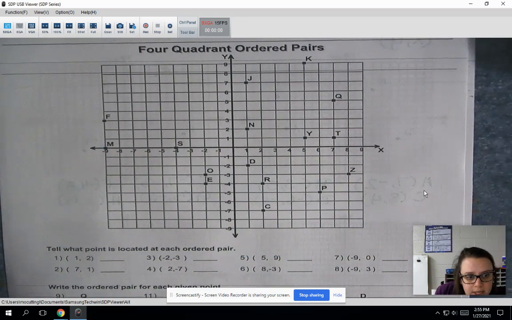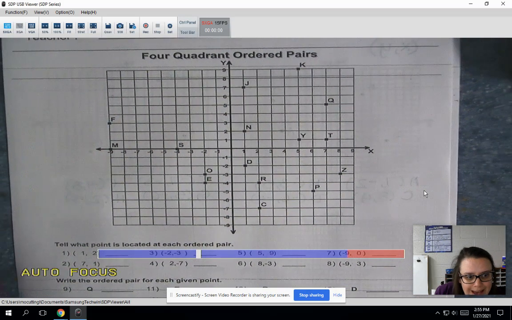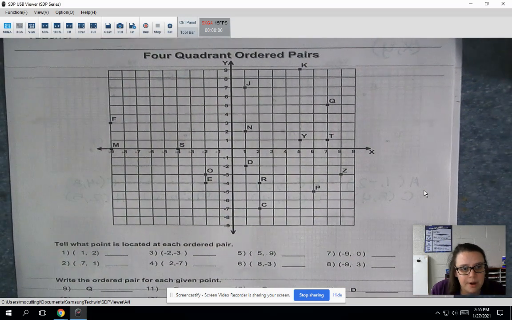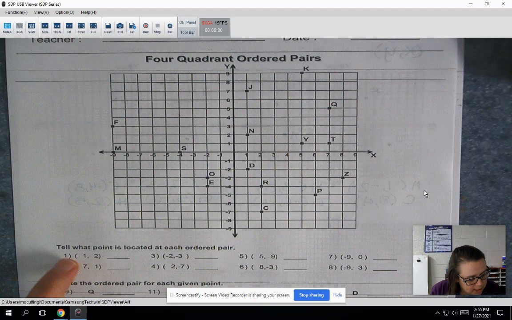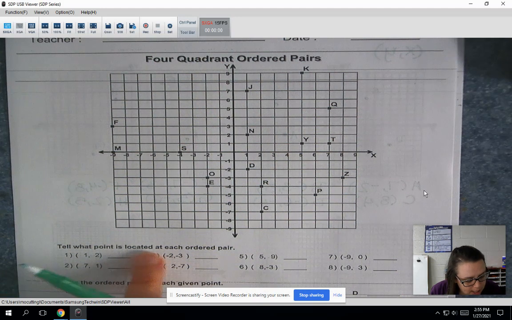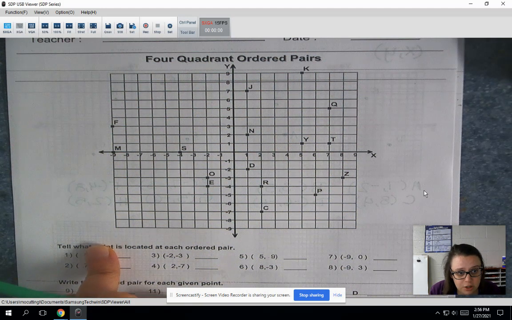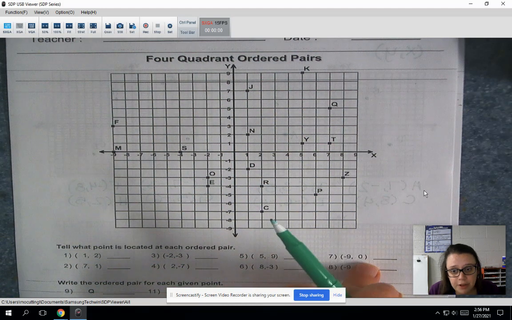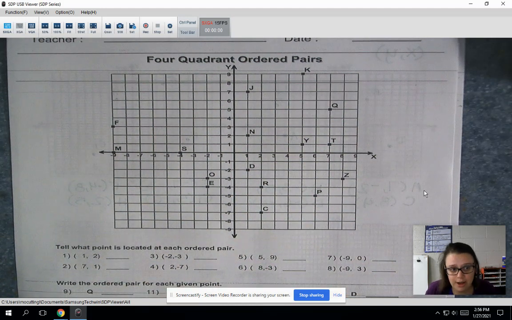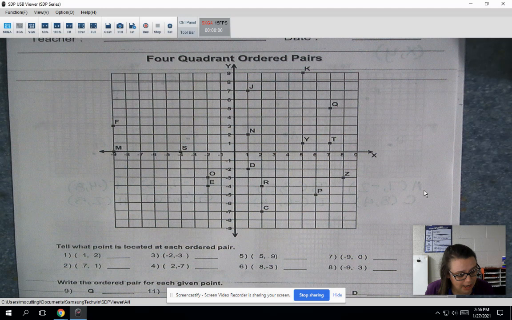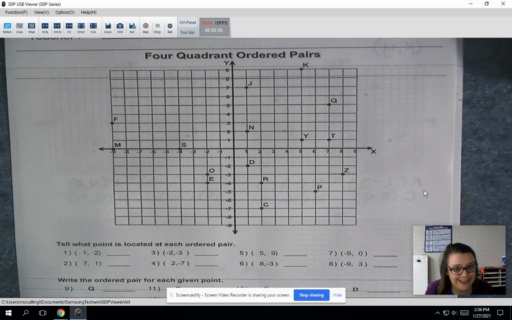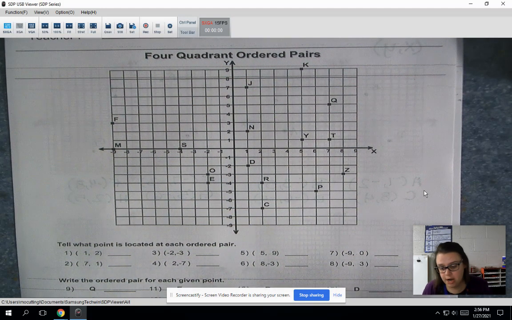So we're going to do this one section at a time. So first, we're doing tell what point is located at each ordered pair. So you're going to go across to 1, up to +2. You're going to write down what letter's there. So you're going to do all of those. And if you are listening to these directions right now, I am going to have you put a smiley face next to number 4.